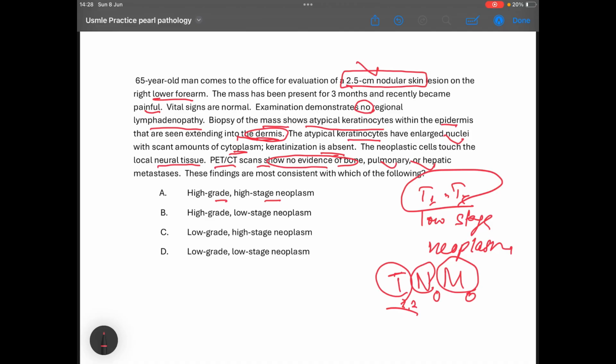So we are done with the low stage, and since we have two options for low stage, we eliminate the other two. Now it is a high grade or low grade, and grading means the extent of cell differentiation compared with normal tissue. It is atypical, meaning it does not resemble the normal tissue, and the keratinocytes have enlarged nuclei and a scant amount of cytoplasm. So when a cell is poorly differentiated and does not resemble normal tissue, it is high grade.